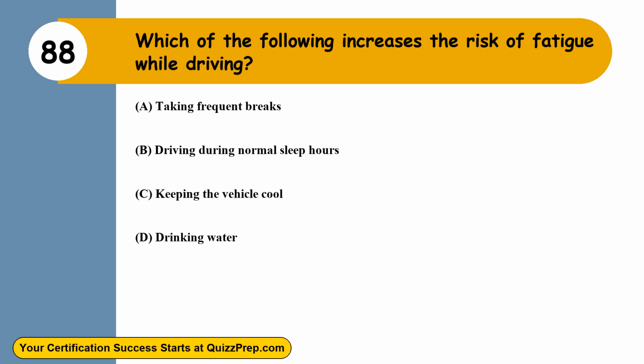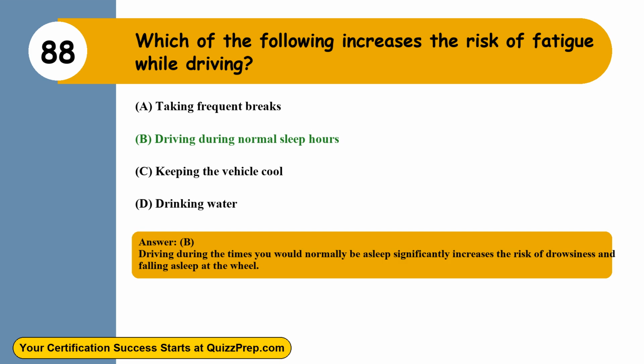Option A, taking frequent breaks. Option B, driving during normal sleep hours. Option C, keeping the vehicle cool. Option D, drinking water. The correct answer is option B. Driving during normal sleep hours. Driving during the times you would normally be asleep significantly increases the risk of drowsiness and falling asleep at the wheel.